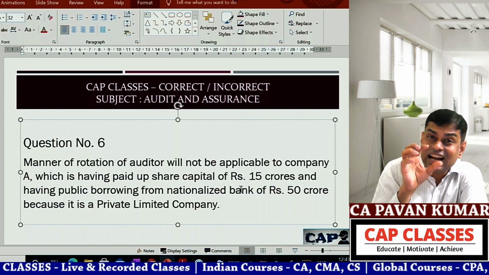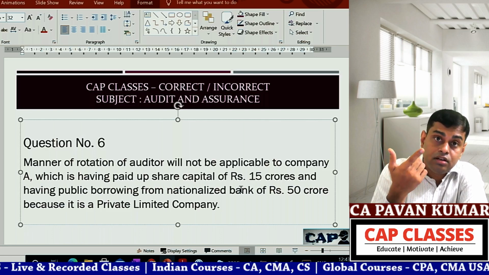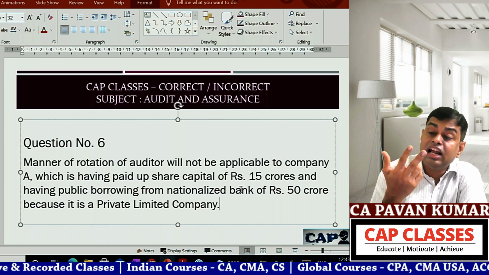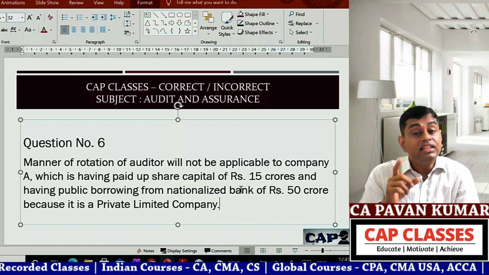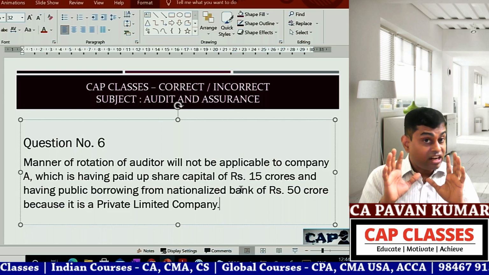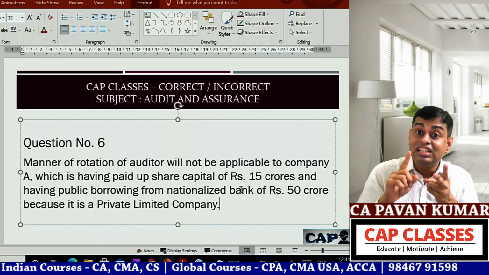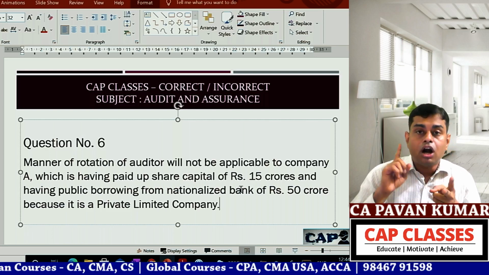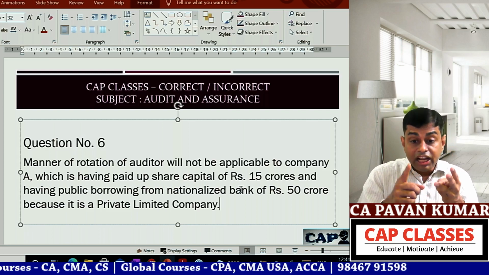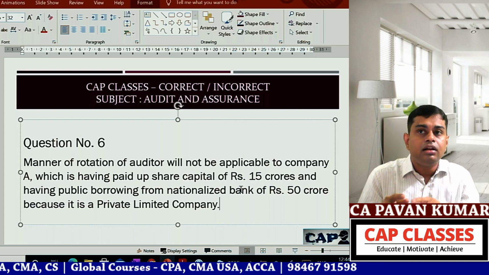Beta, this criteria is there, no? Turnover criteria, loans criteria, revenue criteria, sales criteria. This criteria is there in many places. For example, in CARO applicability it is there. For example, in 177 corporate governance audit committee it is there. In rotation of auditors it is there. 138 applicability of internal audit it is there.